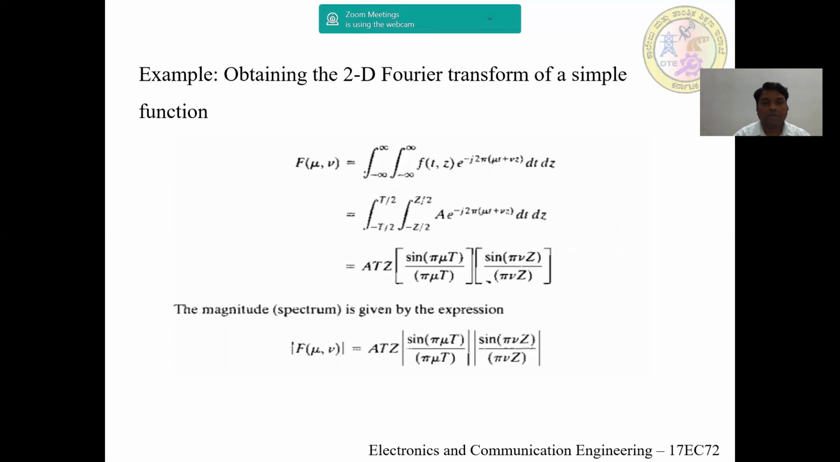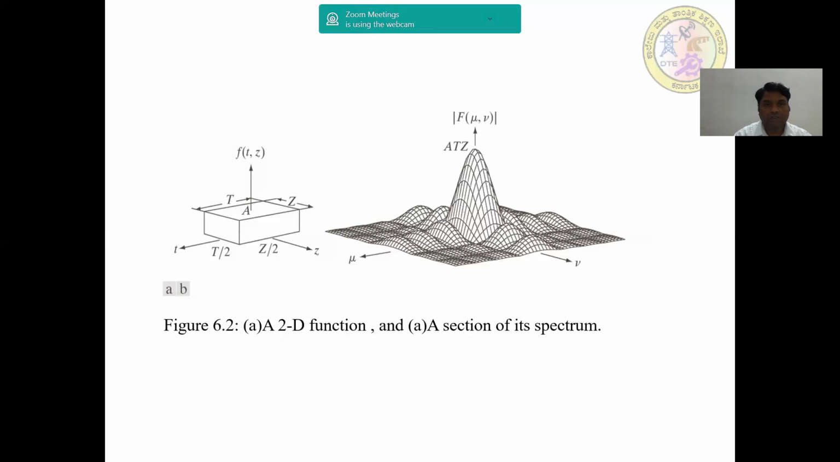The magnitude spectrum is given by the expression magnitude of F(μ, v) equal to ATZ times the magnitude of sin(πμT)/(πμT) times sin(πvZ)/(πvZ). That is the magnitude spectrum expression. So you can see here from the diagram the 2D function and the spectrum of that function.